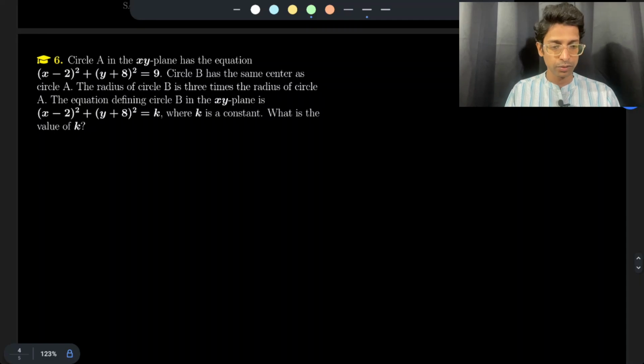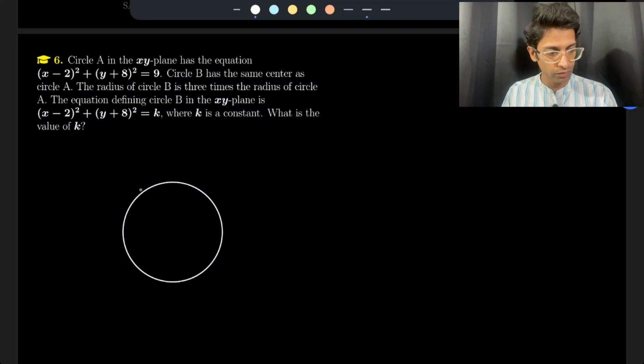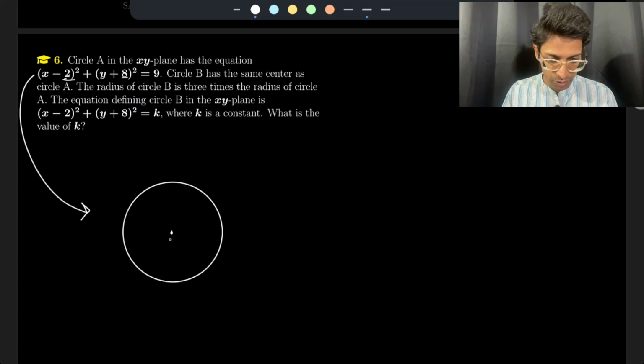Let's read this and try to understand this. Circle A in the xy plane has the equation. So let's draw circle A. The equation of this particular circle is given by this. From here I can see that the center of the circle should be 2 comma minus 8 and the radius should be 3.